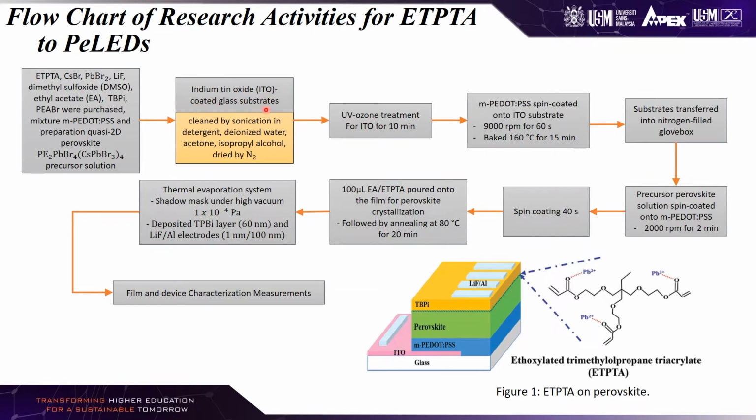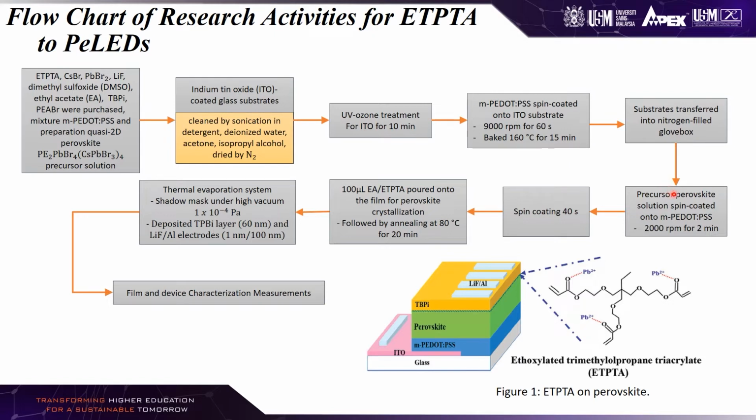coated glass substrate, which is cleaned by sonication in detergent, deionized water, acetone, isopropyl alcohol, and dried by N2. After that, we go to UV ozone treatment for ITO for 10 minutes. Then the MPEDOT:PSS is spin coated onto the ITO substrate at 9000 RPM for 60 seconds and baked at a temperature of 160 degrees for 50 minutes. The substrate is then transferred into a nitrogen filled glovebox.